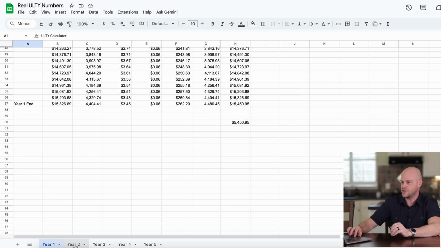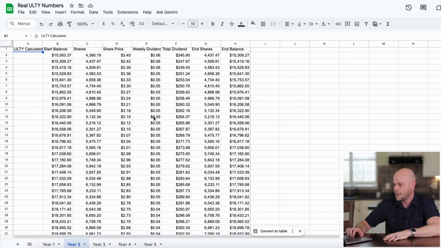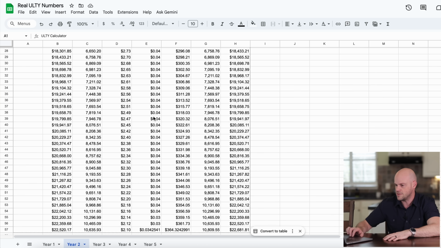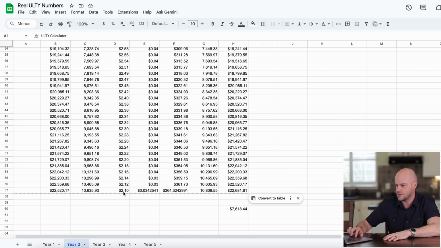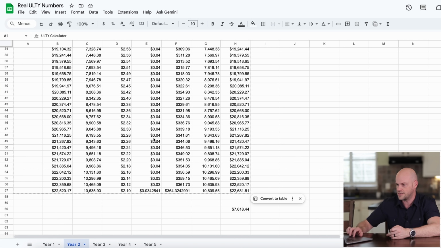So let's take a look at year 2. Obviously, we're starting off with a balance of $15,063, just like we ended. But we're going to scroll down, and once again, you can see the share price comes down to $2.10, and you can see that the dividend amount is also going down. So now it's only kicking off right around 3 cents per share.